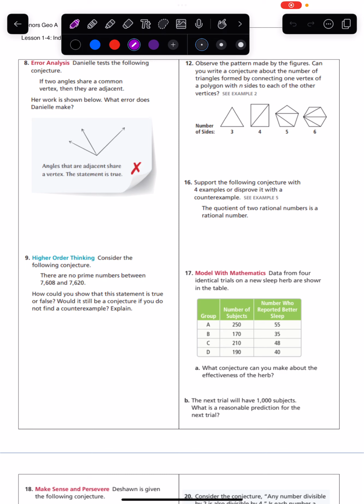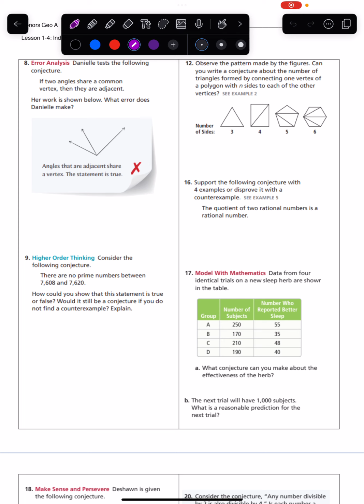All right, hello everybody. It is time to go over the lesson 1-4 worksheet on inductive reasoning. Now, I think this is a really fun section, but I know that it can be frustrating for some of you who are not used to dealing with lots of different topics in math in the same section. So let's go ahead and start with number 8 here.